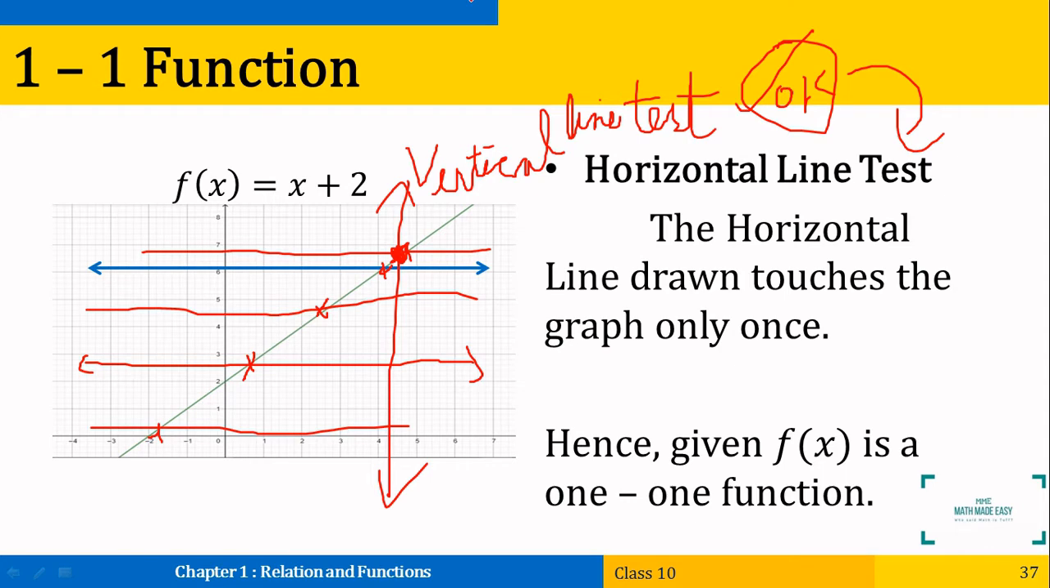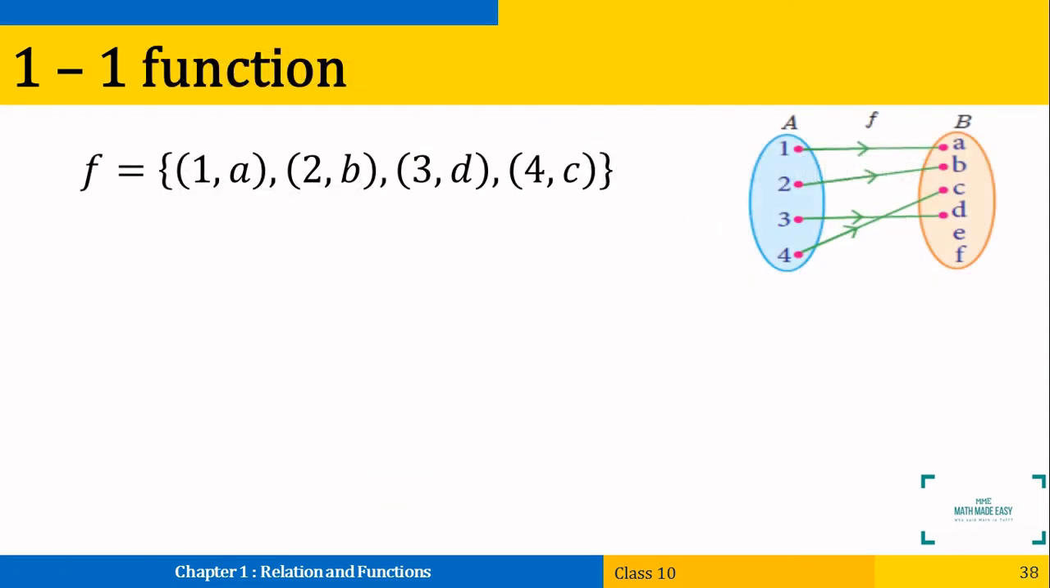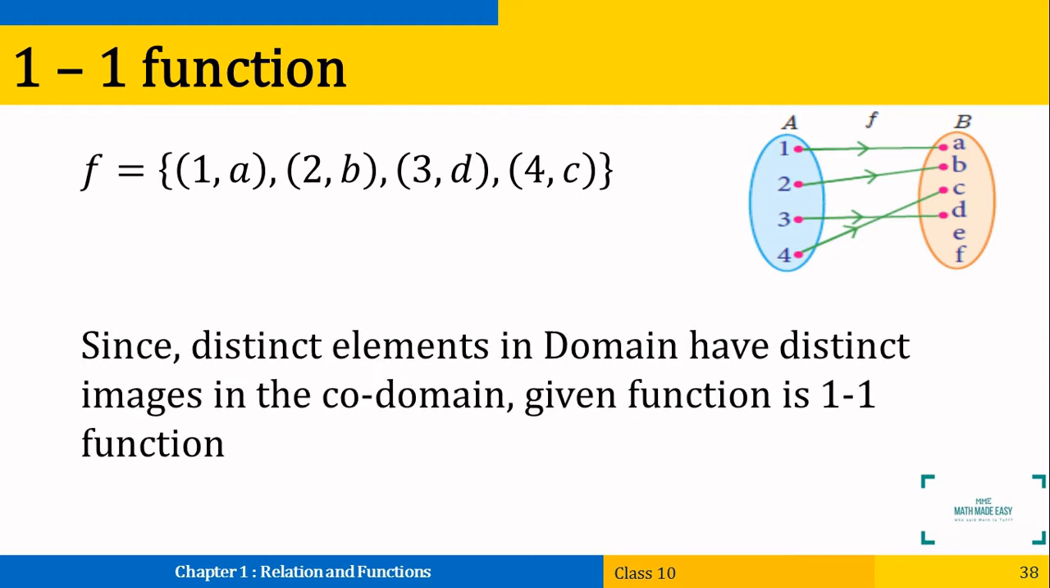And let's see another example. Here let's define a function to be (1, a), (2, b), (3, d), and (4, c). So each element in the domain has distinct images in the codomain. 2 is not again mapped to a. 2 has a unique image, 3 has a unique image, and 4 has a unique image. So distinct elements in the domain have distinct images in the codomain, thereby making the given f a one-to-one function, right?